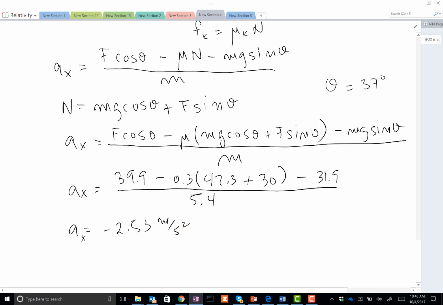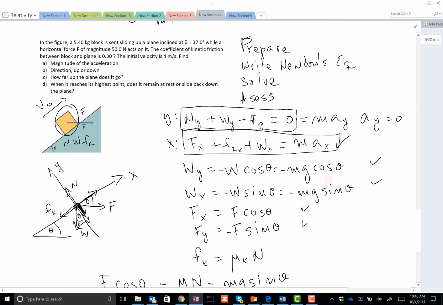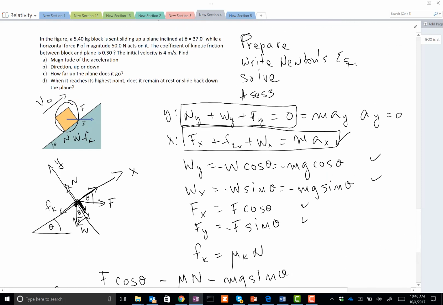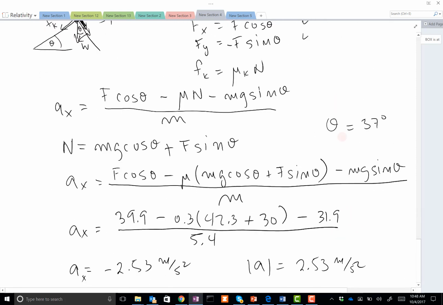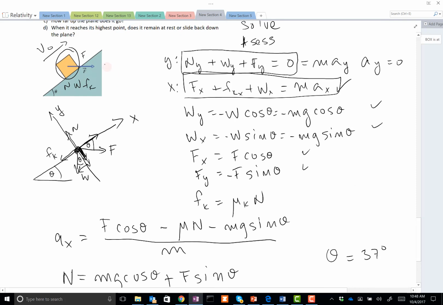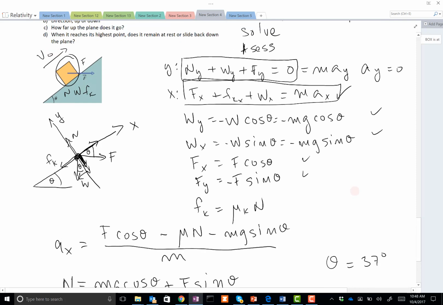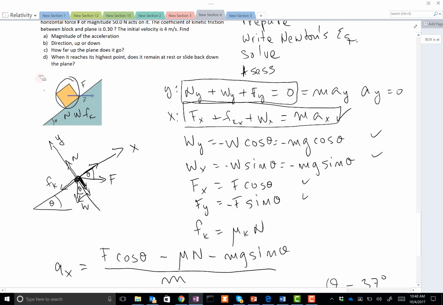So then I have the acceleration, the magnitude of the acceleration. Because it has only one component, I can say right away that it's 2.53 meters per second squared. That was the first question, the magnitude of the acceleration. The direction of the acceleration is negative, so the acceleration is actually going down. Let me erase this here. So the acceleration points down.